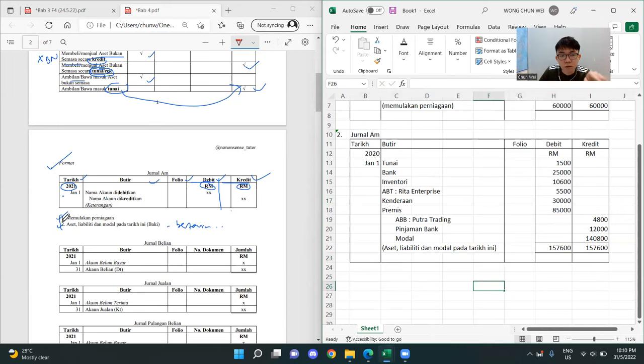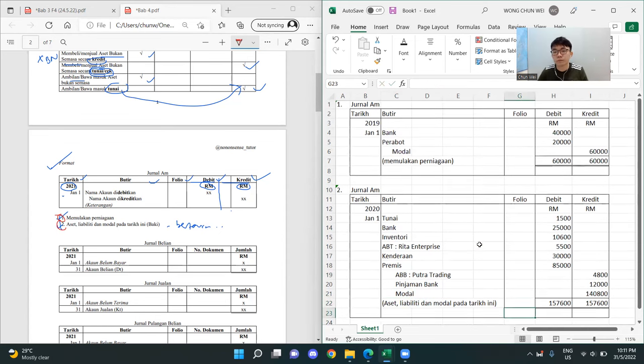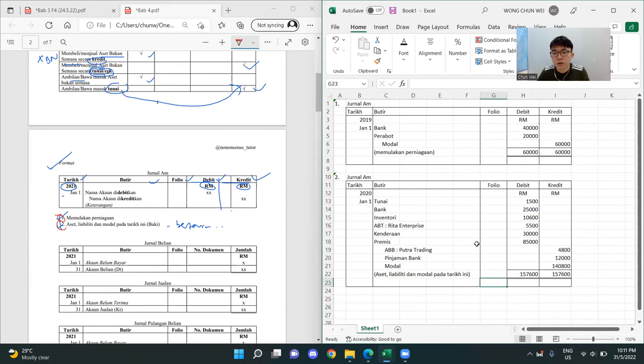Yes, it's either one. It's either the memulakan perniagaan or this asset. Because here, this is a baki. Therefore, we are actually showing the asset, the liability, these two liabilities, and also the modal pada tarikh ini, 1st of January. Okay? Are you guys done? If yes, give me a D-O-N-E done.